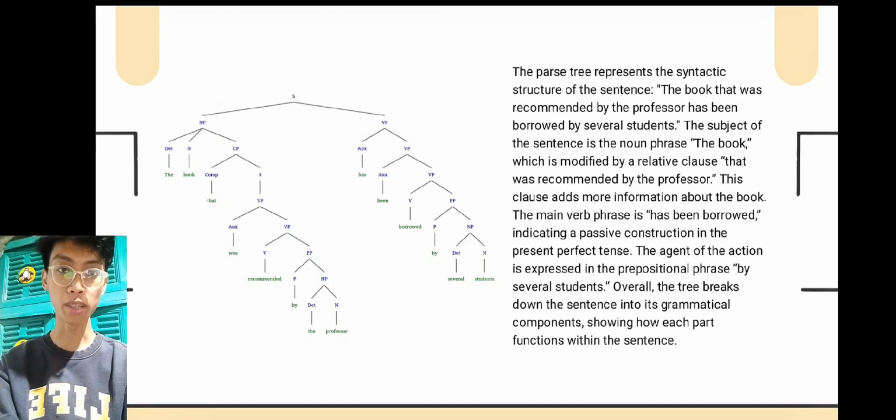The book that was recommended by the professor has been borrowed by several students. The subject of the sentence is the noun phrase, the book, which is modified by a relative clause, that was recommended by the professor. This clause adds more information about the book. The main verb phrase, has been borrowed, indicates a passive construction in the present perfect tense. The agent of the action is expressed in the prepositional phrase, by several students. Overall, the tree breaks down the sentence into its grammatical components, showing how each part functions within the sentence.